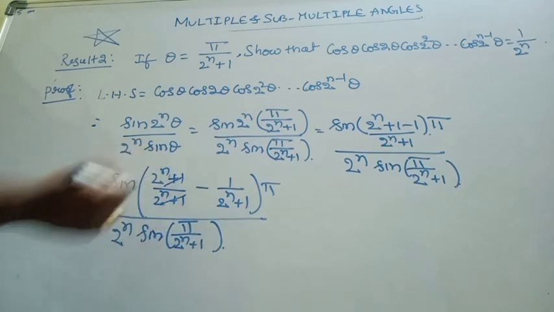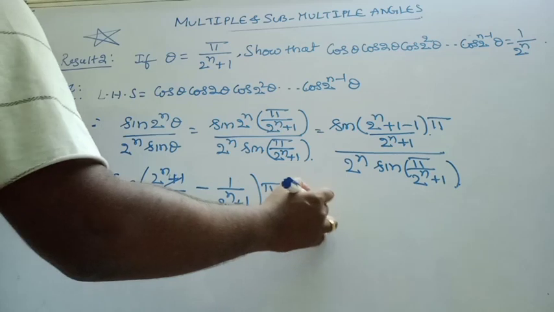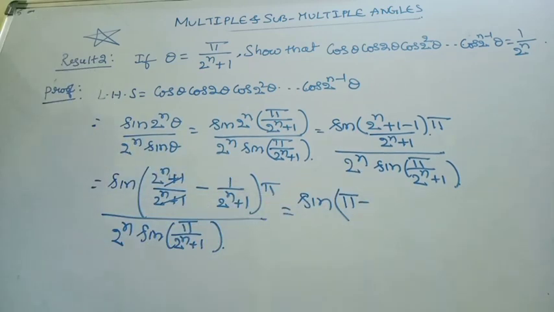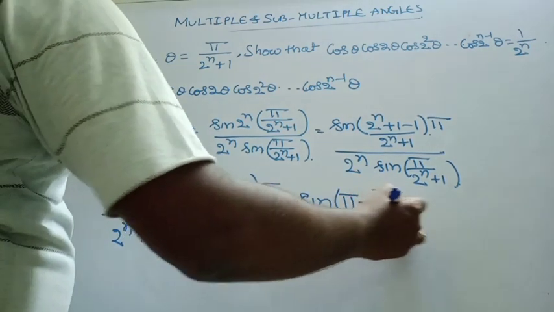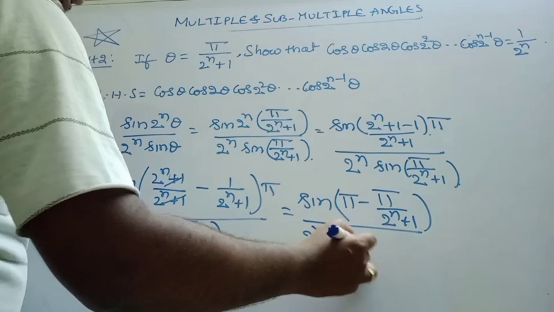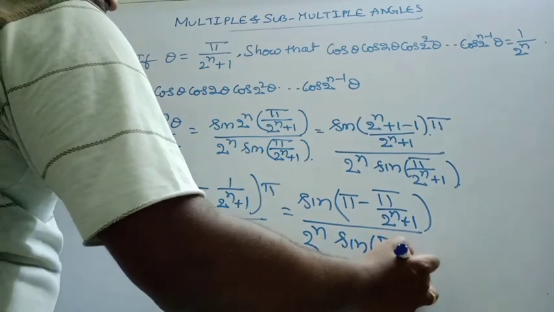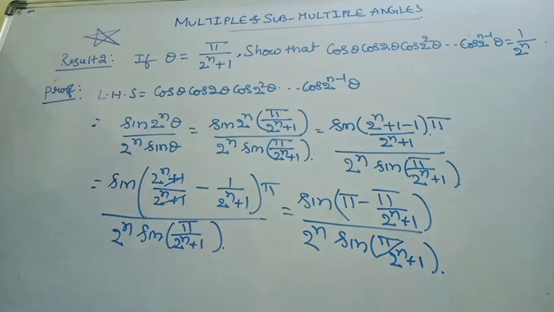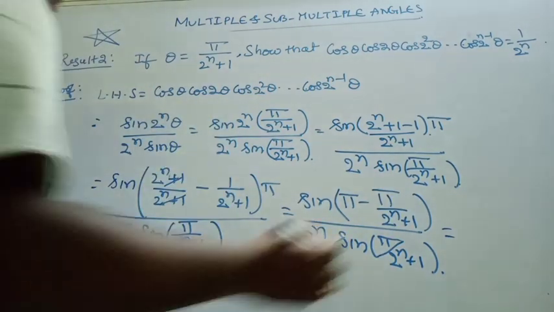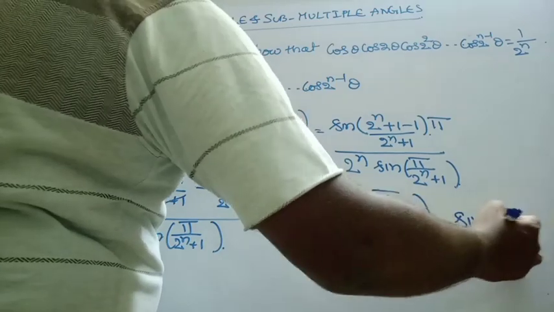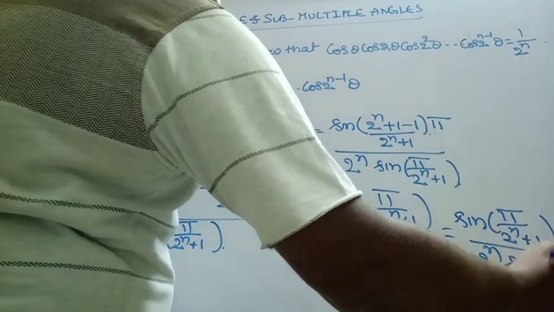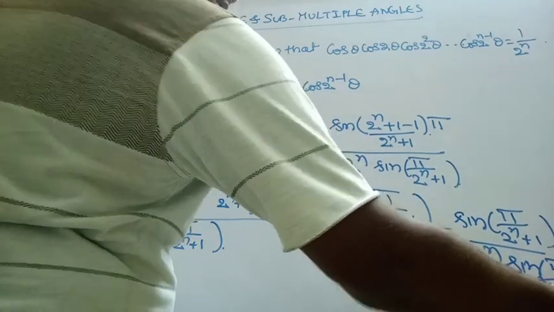Fine. Now this will cancel. Once it is cancelled, this becomes sin of 1 into π, which is π, minus π by 2^(n+1), the whole thing divided by 2^n into sin π by 2^(n+1). This is what we are having here, my dear students. Now within one step we are going to finish it. Sin 180 degrees minus theta becomes sin theta. Therefore this becomes sin of π by 2^(n+1), the whole thing divided by 2^n into sin π by 2^(n+1), we have got like this.